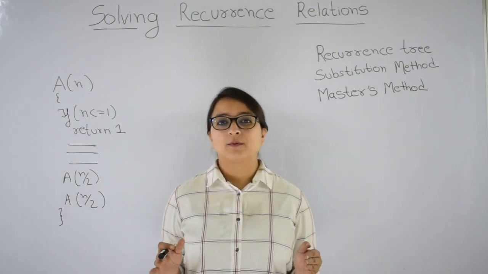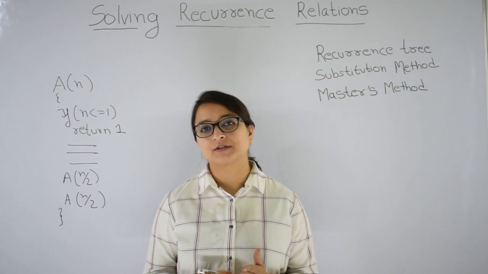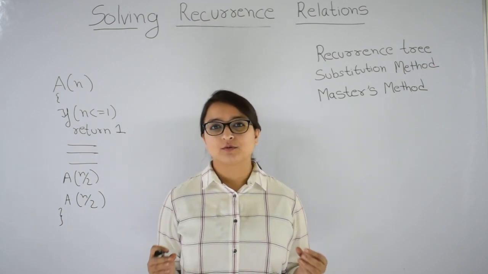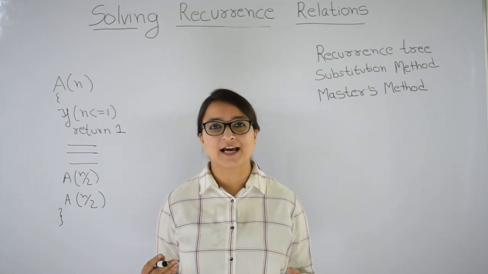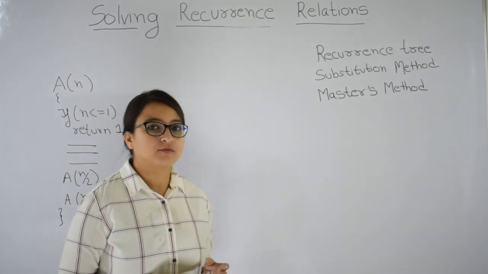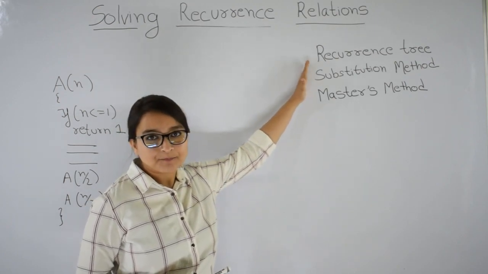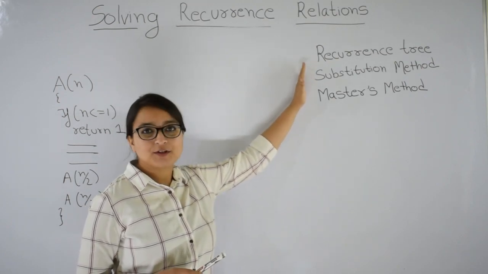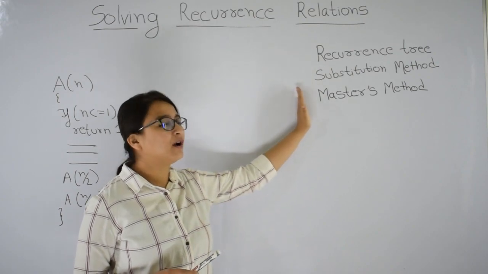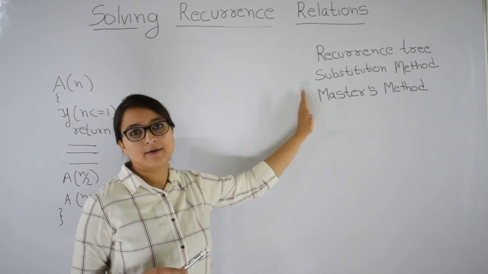Okay, now we are going to study how we could solve recurrence relations. Solving recurrence relations could sometimes be quite challenging. There are three methods which are used to solve recurrence relations. The first one is recurrence trees. The second one is called the substitution method, and the third one is called master's method. And we will see all three of them one by one.